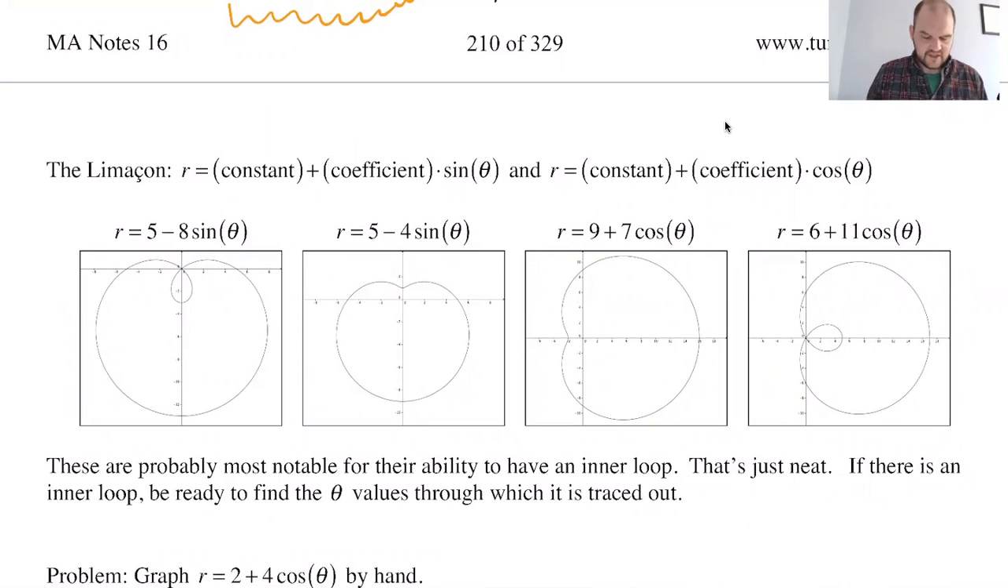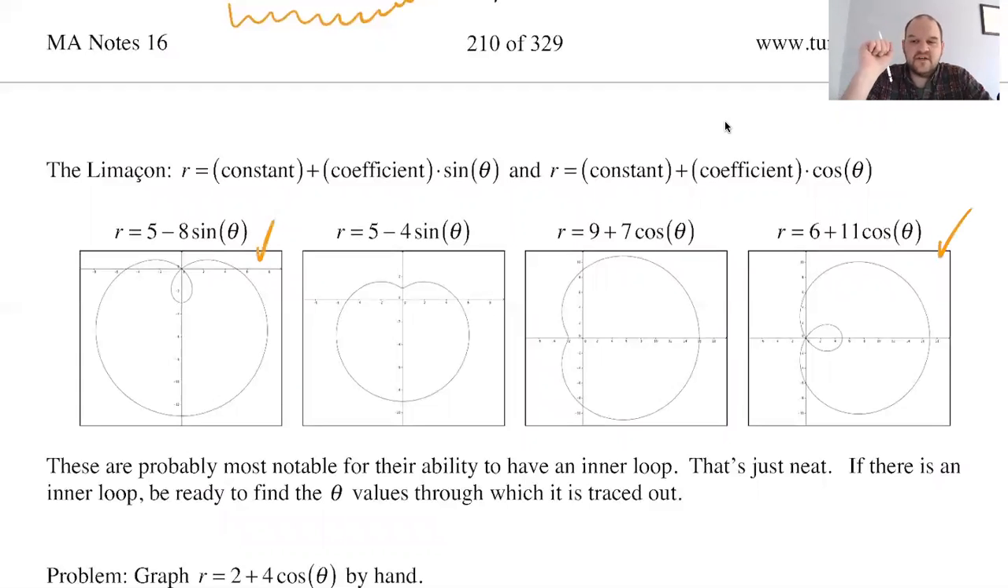So we're going to have just a constant plus a coefficient times sine of theta, or a constant plus a coefficient times cosine of theta. Limacons have really neat graphs. One particular type has a really neat graph. The other one's kind of just there. If you look at these four, I bet you can tell which ones are interesting. Let me put check marks next to the interesting ones. They are this one and this one.